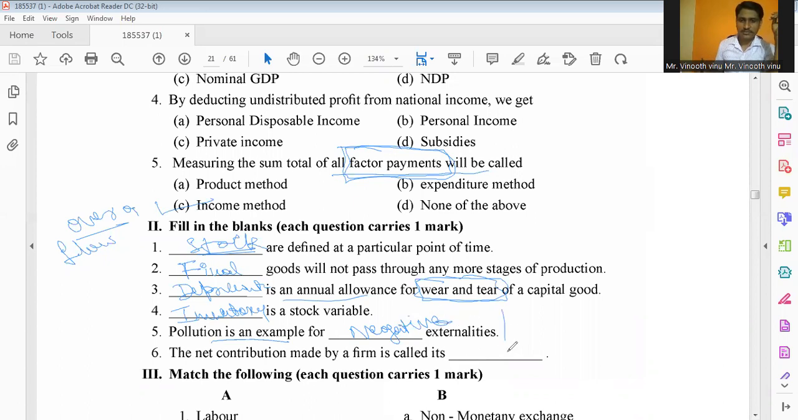Okay, so what is for positive externality? Employment arising by establishing a factory. Employment, that is positive externality. Okay, net contribution made by a firm is called value added. Clear? Next, we'll move.